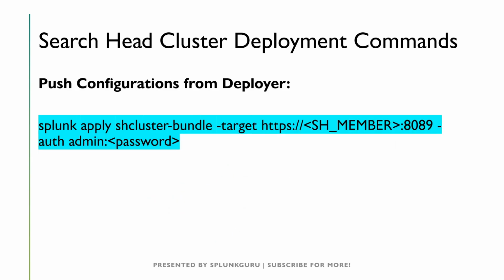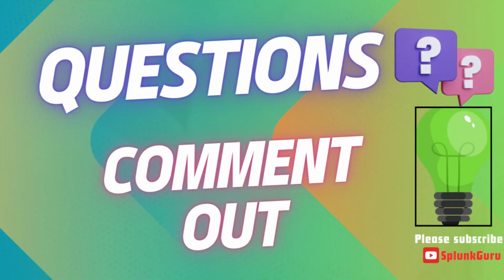And lastly, using the deployer, you can push the configs to your search head cluster members. That's the straightforward command you need to execute on your deployer to push the configs to your members. So that's how search head clustering works. It's not limited to what we are trying to cover in this slide today, because a lot of things are there. I might not be covering everything, I might be missing a few important details, right?